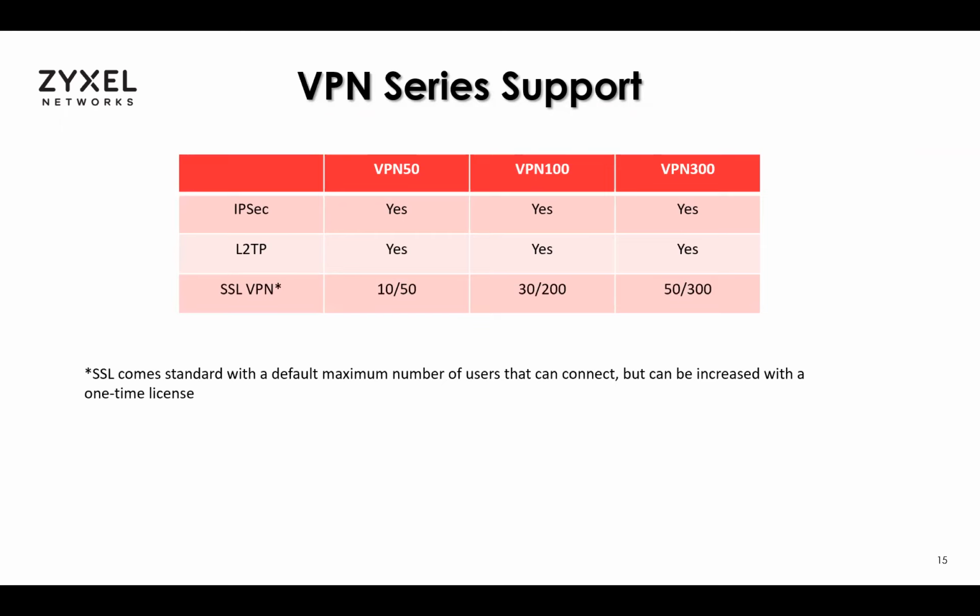On our VPN series firewall box, it's pretty much the same thing. When you get the device by default on these devices, VPN 50, VPN 100, and VPN 300, there is a default number of SSL VPN users. So you'll have to look at the data sheet to determine how many seats you need open for the SSL VPN connections.